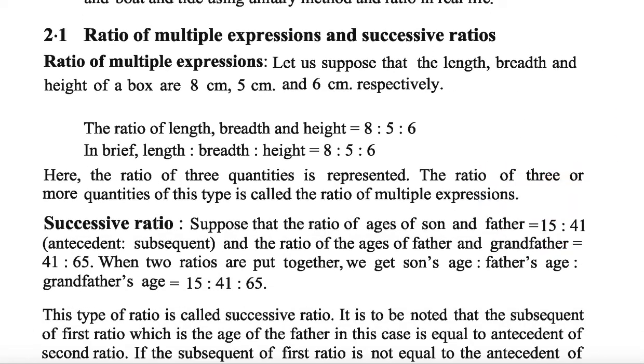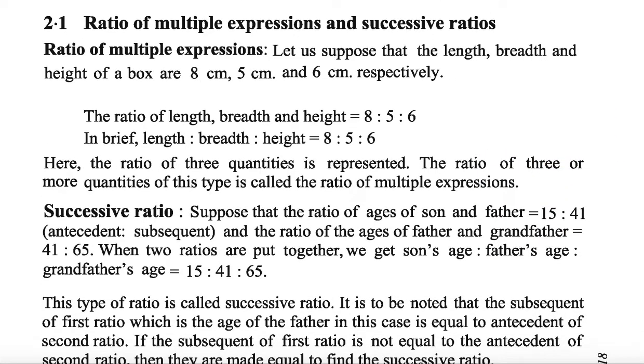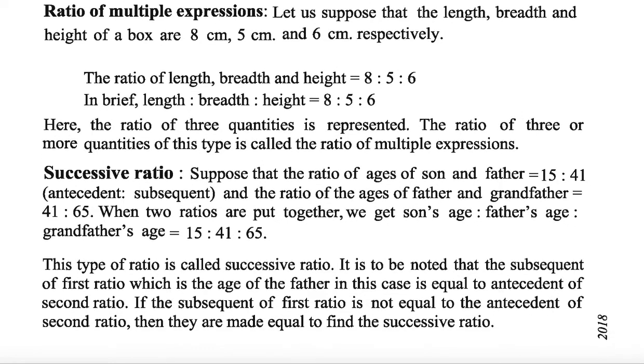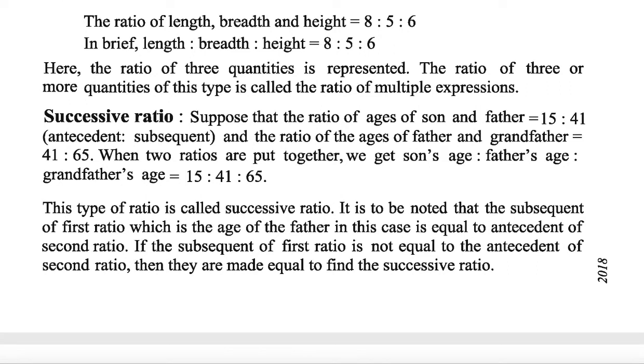A ratio of multiple expressions and successive ratios. Let's say the length, breadth and height of a box are 8 cm, 5 cm and 6 cm respectively. What is the ratio of length, breadth and height? 8 is to 5 is to 6. In brief, length is to breadth is to height is this. Here the ratio of three quantities is represented. The ratio of three or more quantities of this type is called the ratio of multiple expressions.